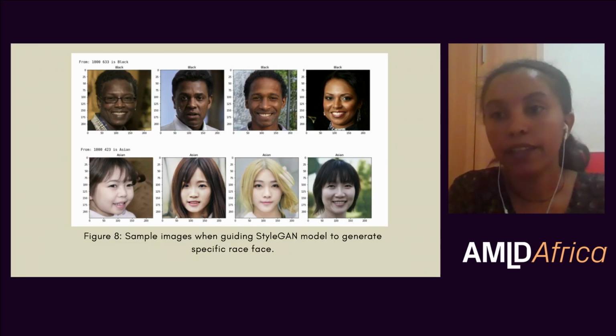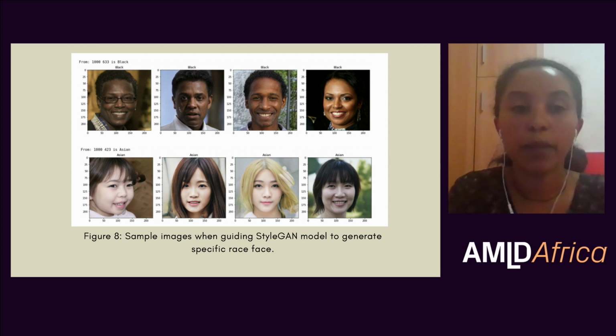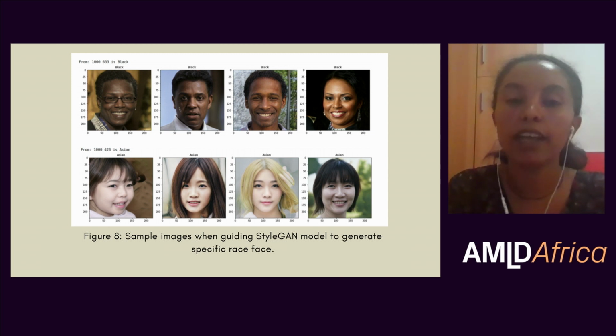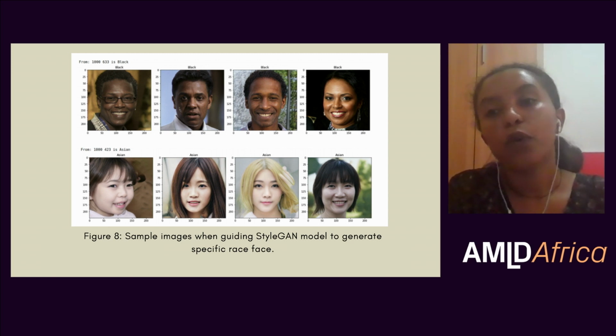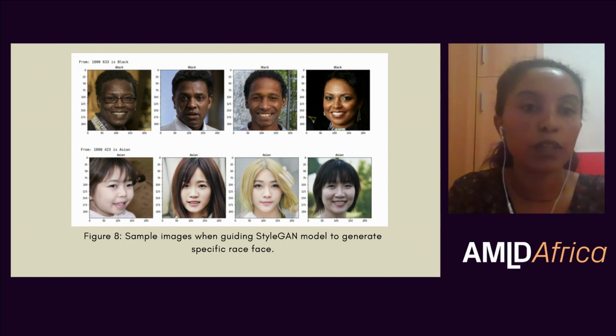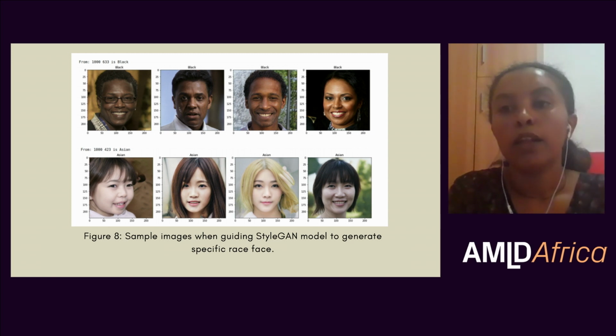Here are sample face images of specific races that are generated by the guided StyleGAN model. For example, for black faces, 633 images have been generated from 1,000 images, and 423 Asian faces have been generated. And this shows the bias is highly reduced.